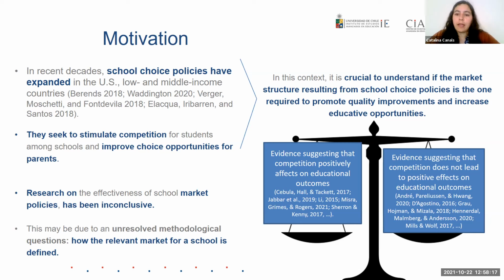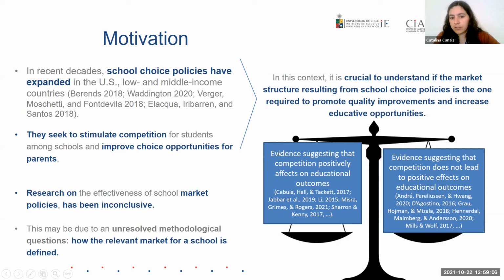In that context, it is crucial to understand if the market structure that results from this kind of policy is the one required to promote quality improvement, the one required to increase educative opportunities. With that focus, we realize that most of the research on the effectiveness of school market policies has focused on analyzing if there is a relation between the competition in the system and educational outcomes. Instead of looking at the market structure itself, they have tried to delve into the relation between competition and educational outcomes. And the research has been quite inconclusive.